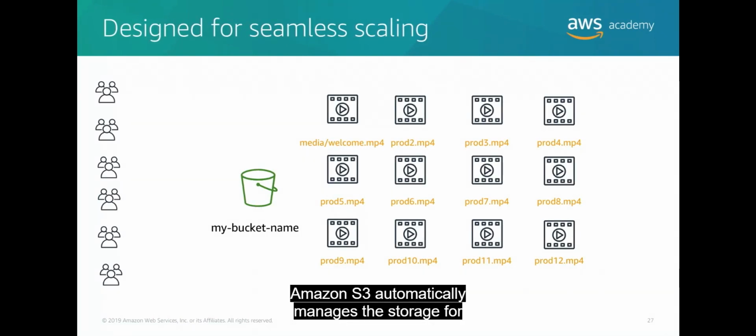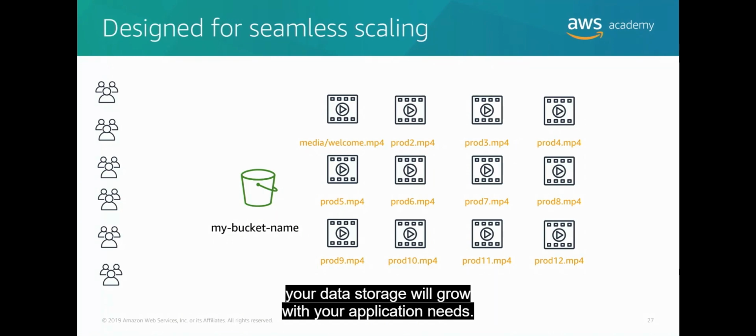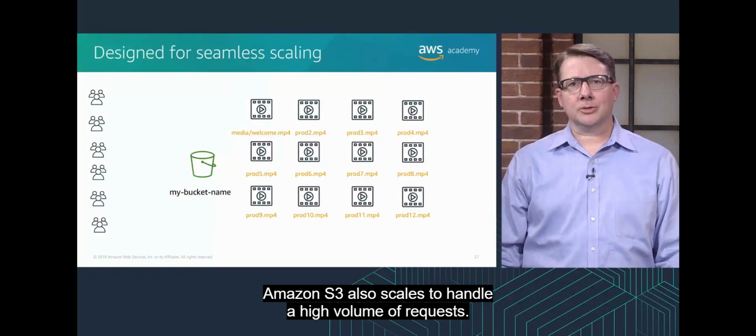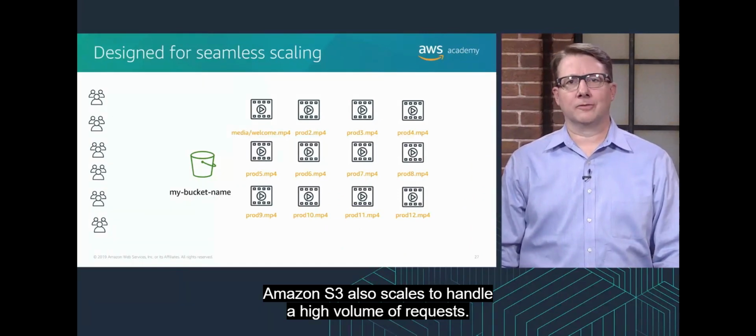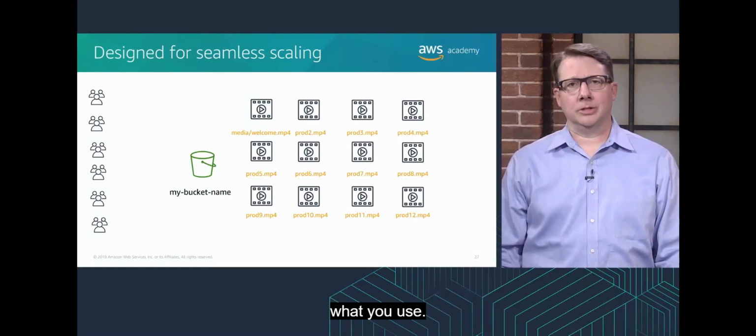Amazon S3 automatically manages the storage for your bucket while your data grows. You can get started immediately, and your data storage will grow with your application needs. Amazon S3 also scales to handle a high volume of requests. You do not need to provision the storage or throughput, and you are billed only for what you use.